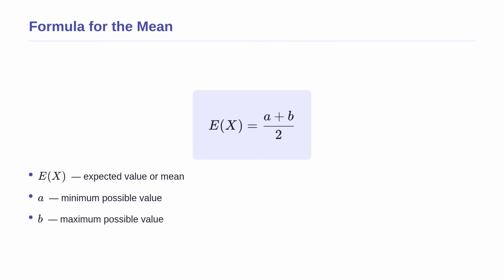Conceptually, because every number in our sequence is equally likely, the average will always sit right in the dead center of our range. In this formula, E of x stands for the expected value. The symbol A is our minimum value and B is our maximum value. You simply add the minimum and maximum together and divide by 2. Physically, if you shift the entire range of numbers up by increasing A and B, the expected value shifts up by the exact same amount.